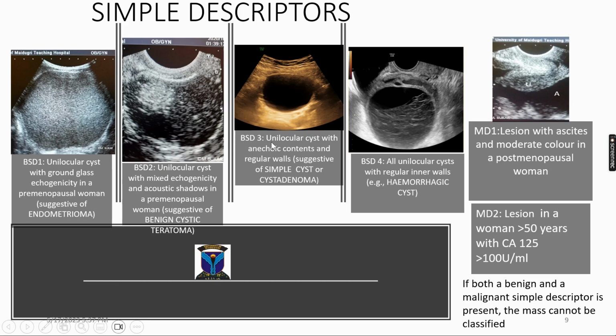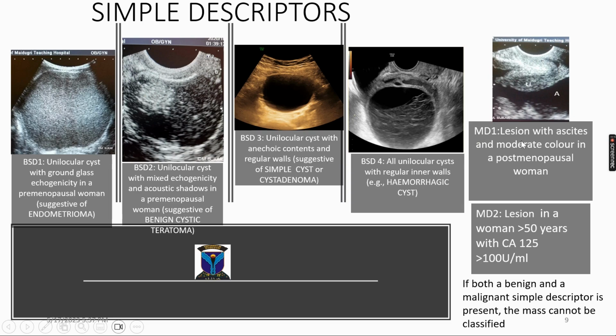Benign simple descriptor 3 is a unilocular cyst with anechoic contents and regular walls, suggestive of simple cyst or cystadenoma. And benign simple descriptor 4, all unilocular cysts with regular inner walls, for example, hemorrhagic cyst. So these are the 4 benign simple descriptors. In 99% of cases, the diagnosis is likely to be correct when this is used, and it detects 40% of adnexal lesions.